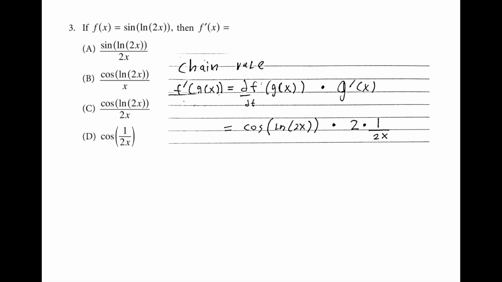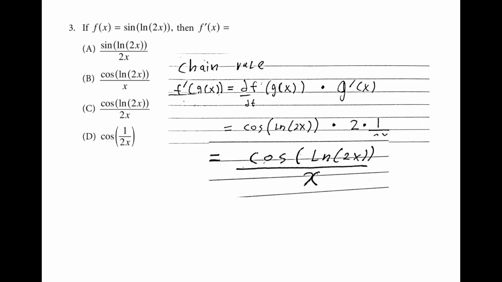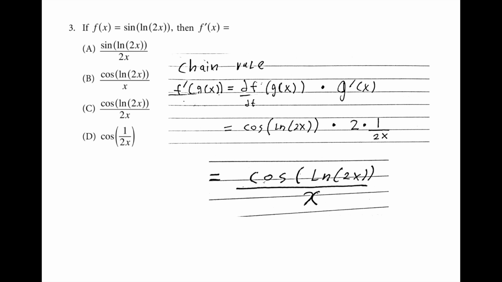So here is our chain rule. And the derivative of the inside, ln 2x, it will be the derivative of the inside, 2, times the derivative of the outside, 1 over 2x. The 2 will cancel with the 2. Then we will get our final answer, which is cosine ln 2x over x. So the correct answer is B.